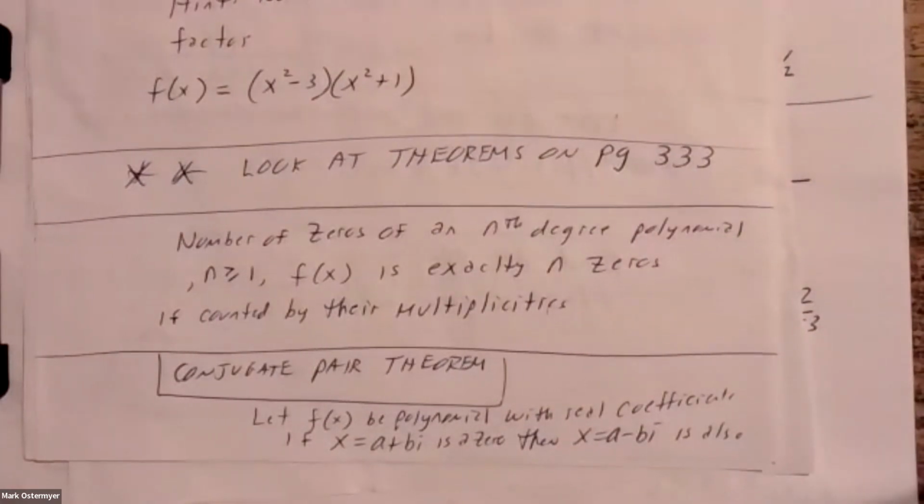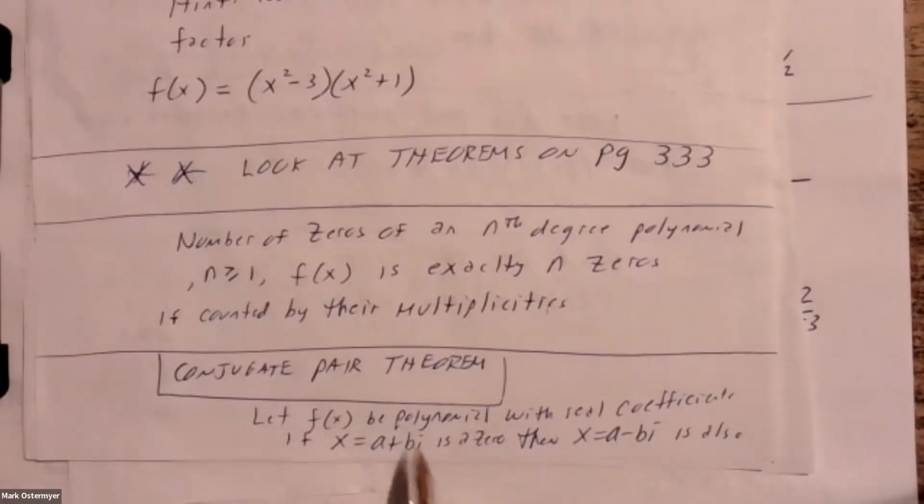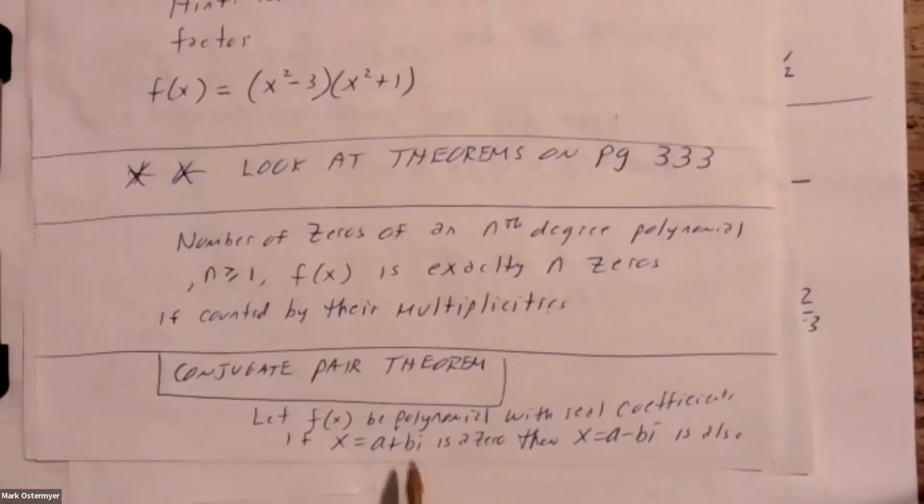There's also another very powerful theorem, ladies and gentlemen. It's called the conjugate pair theorem. It says this: if f of x is a polynomial with real coefficients, and x equals a plus bi is a complex zero of f of x, then this theorem guarantees automatically that the conjugate a minus bi must also be a zero of the polynomial function. In other words, if your polynomial function has any complex zeros, they always come in conjugate pairs, always. That's guaranteed by the conjugate pair theorem.